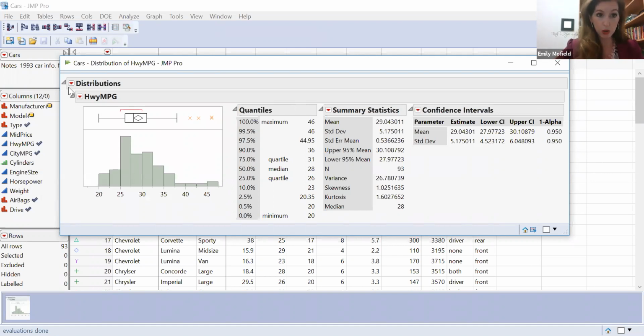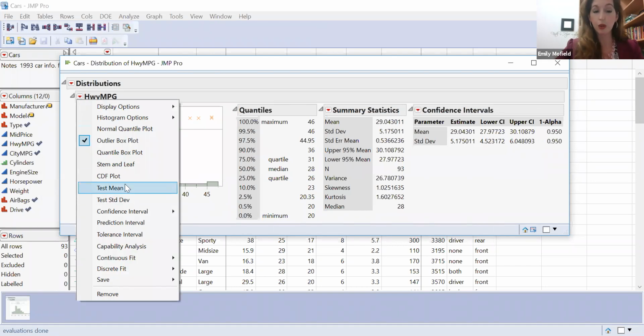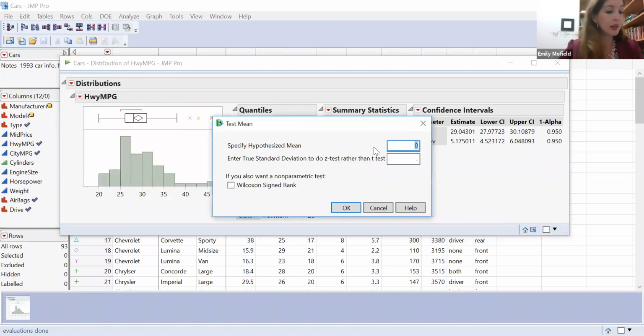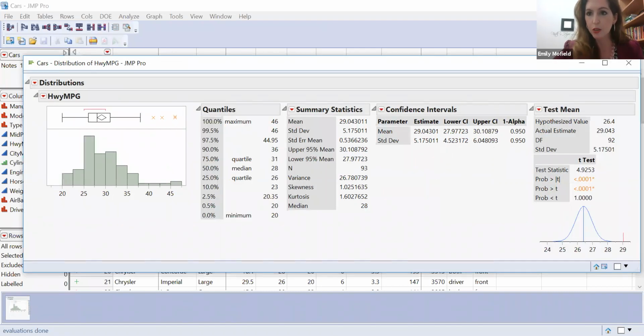So I will go to this little red arrow here. I will go to Test Mean, and I enter the hypothesized mean. Now I looked it up on Google, and 26.4 is what the average highway miles per gallon is in the world, or just the average that's out there. And it shows me the results of my one sample t-test.